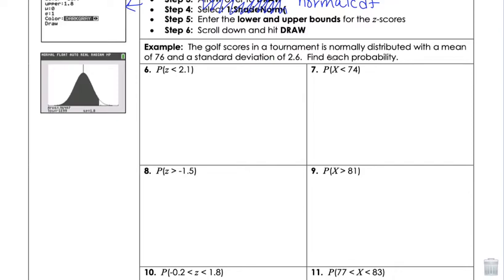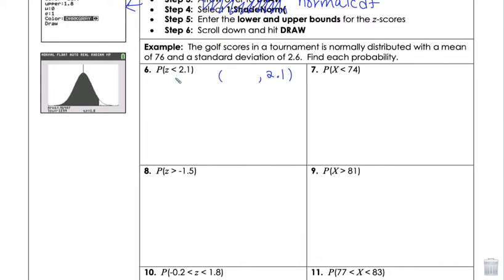The golf scores in a tournament is normally distributed with a mean of 76 and standard deviation of 2.6. We want to find the probabilities. So we already have the z-score in number 6, so we don't actually have to solve for it, and this one will be really quick to just use your calculator to solve for the probability. So since it's asking for the probability of z being less than 2.1, 2.1 is our maximum value, or our upper bound.